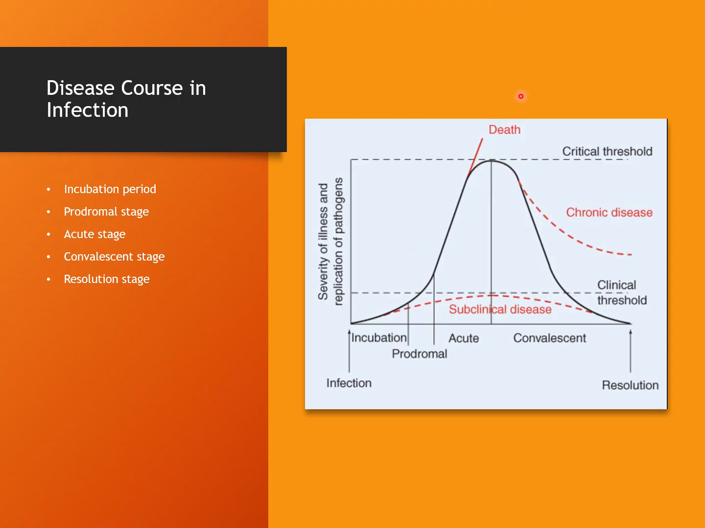And the next stage is convalescence. Convalescence starts kind of right here once we've reached our peak of illness. And that's when we see containment and elimination of the pathogen by the host, either on their own or through the help of maybe different medications that we can use to slow that pathogen. But that's where someone starts to head back towards that kind of clinical threshold.